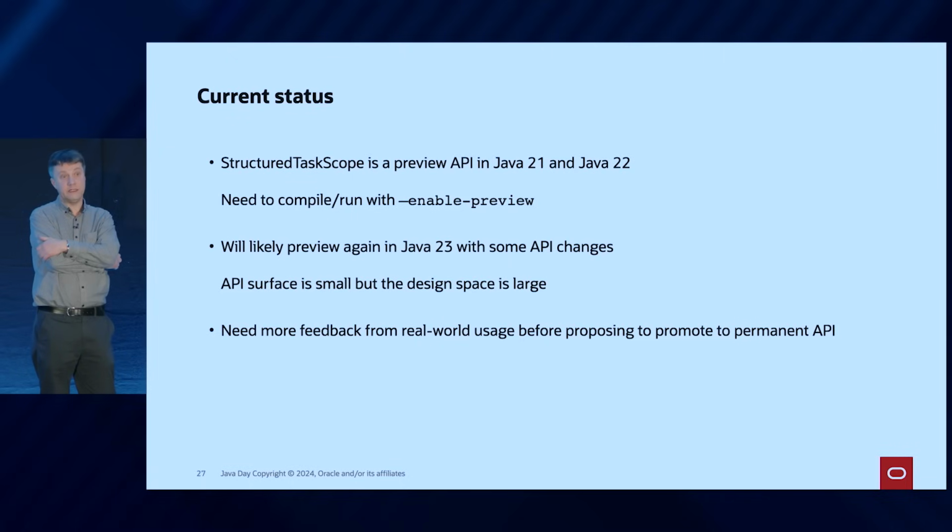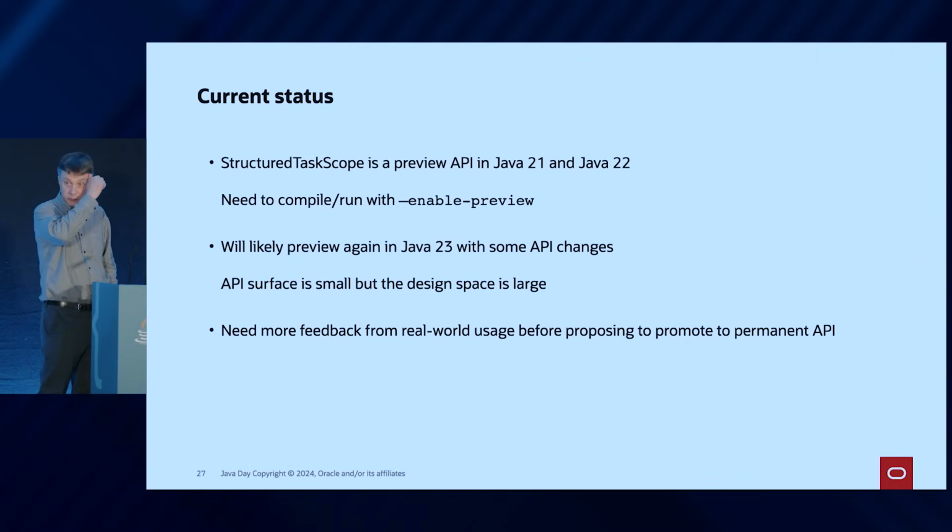This is a hard API to get right. The API here is tiny. What I've shown you is actually tiny. We can look at this API in a very, very short period of time. But the design space is quite large. There are many possible API shapes that have been explored, and that's why it takes a number of iterations to get right. The main thing with this API is we need a lot more real-world usage in order to get feedback before we can propose to make it a permanent API. So that's the current status of this feature.